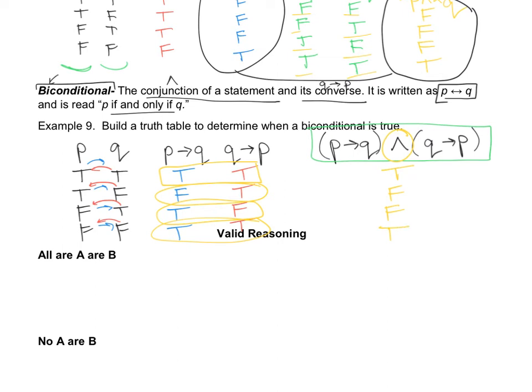So the only time that biconditional is true, you can see here, is going to be when we have both P and Q being true, or both P and Q being false.